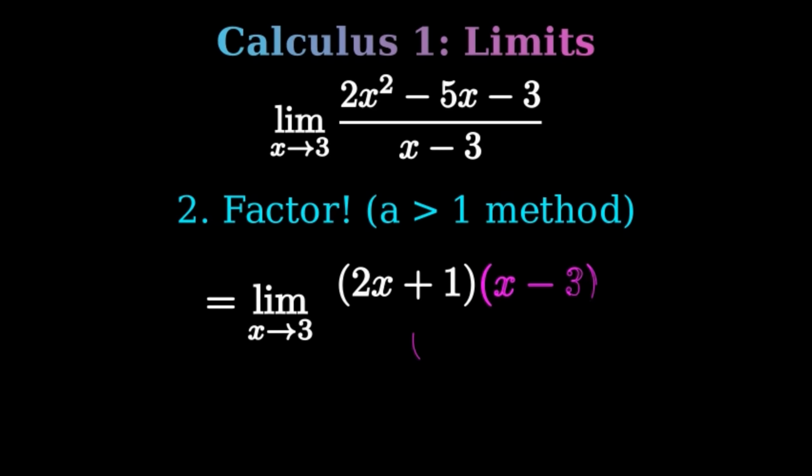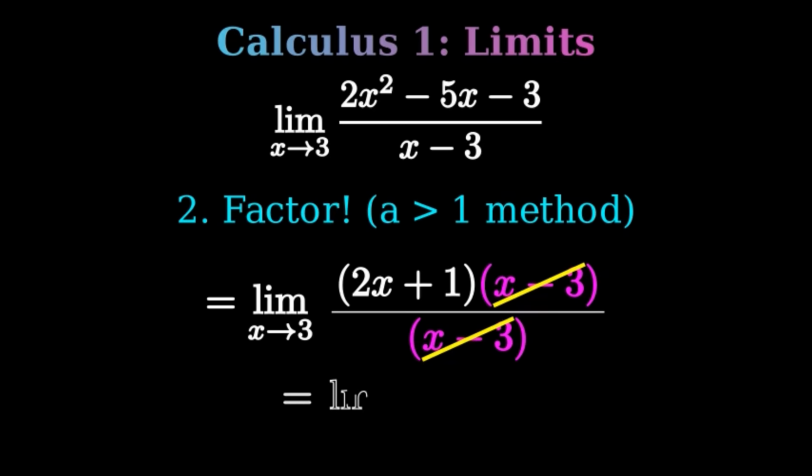If we do that, we'd get 2x plus 1 times x minus 3 over x minus 3. And if you use your algebra eyes, you can see that the x minus 3s are going to cancel. Cool. So all we're going to have to do is write whatever's left over. We have the limit as x approaches 3 of 2x plus 1.